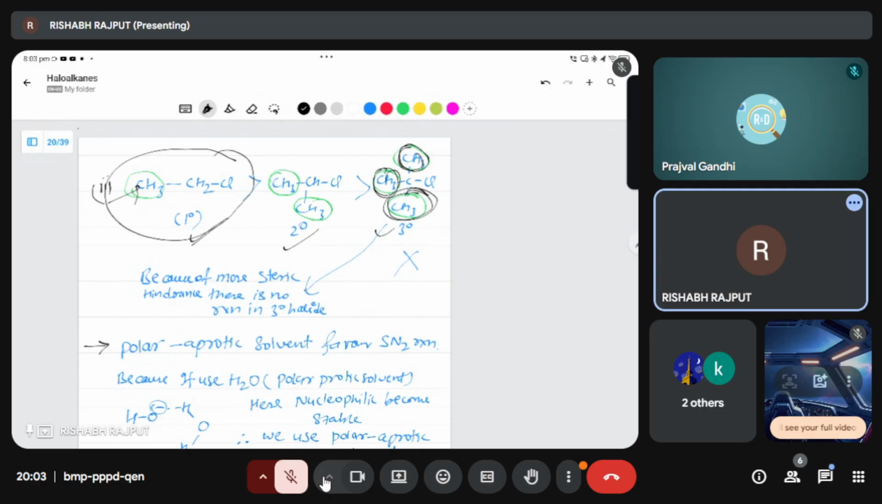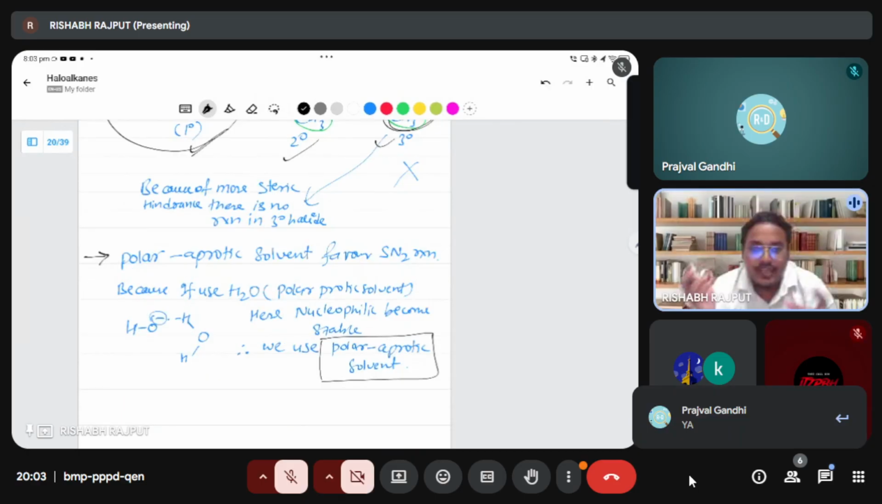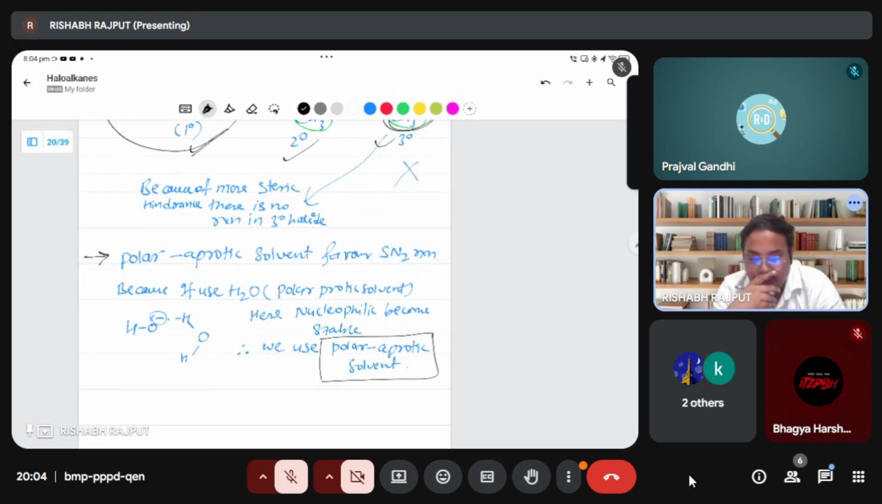And they are saying that polar aprotic solvent favors the SN2 reaction. Why? Because if you use a polar aprotic solvent, your nucleophile becomes stable. I already discussed polar aprotic solvent with you guys so many times. I told you, if you are taking a polar aprotic solvent, in this case you already know what happened.